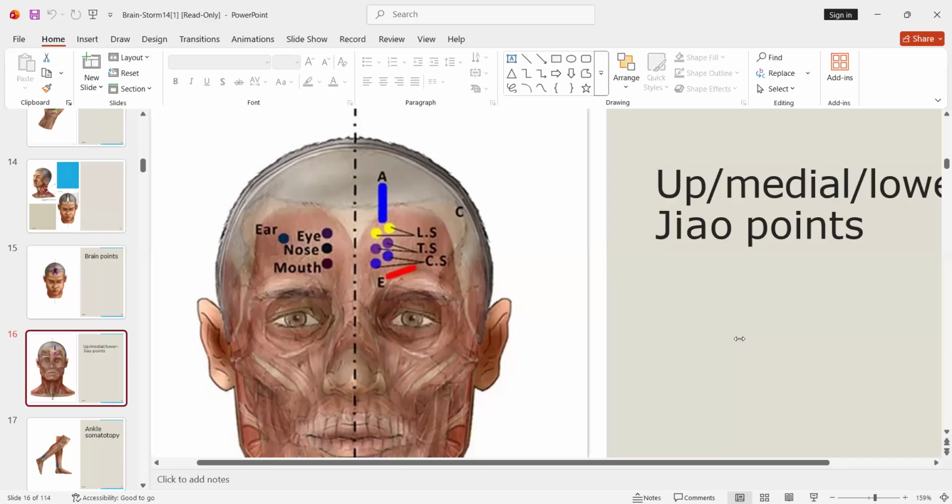Then here is one new thing. You see below the point A, there are 2 points of LS, then 2 points of TS, then 2 points of CS.